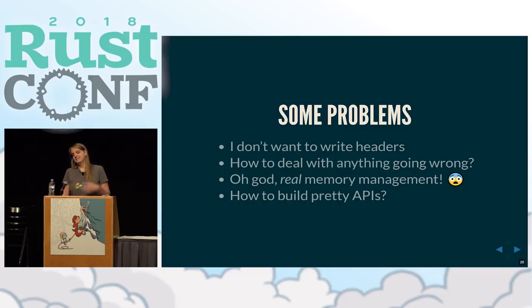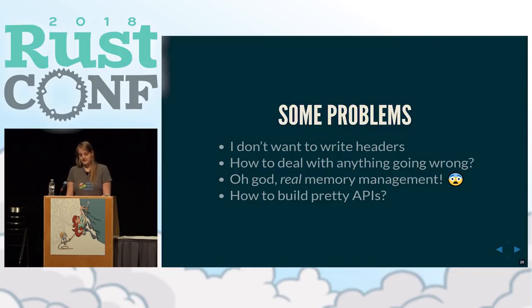And the last point is less of a problem. It's more of a philosophy, I guess. I want to talk about what even makes a pretty API. Because this isn't just about making Rust talk to C. You can make anything talk to anything. This is about efficiently talking to C, which means making it pretty.